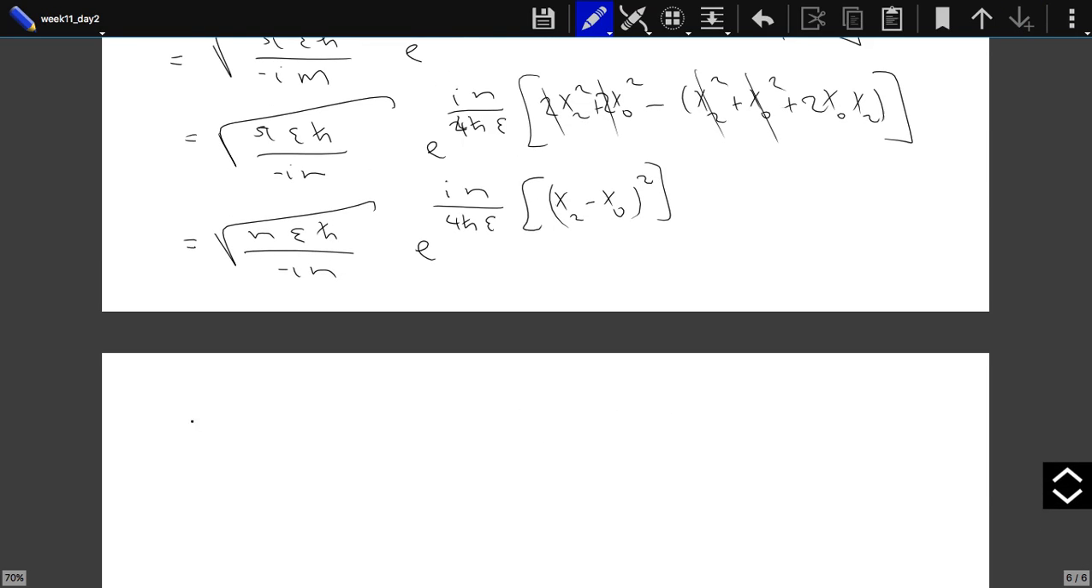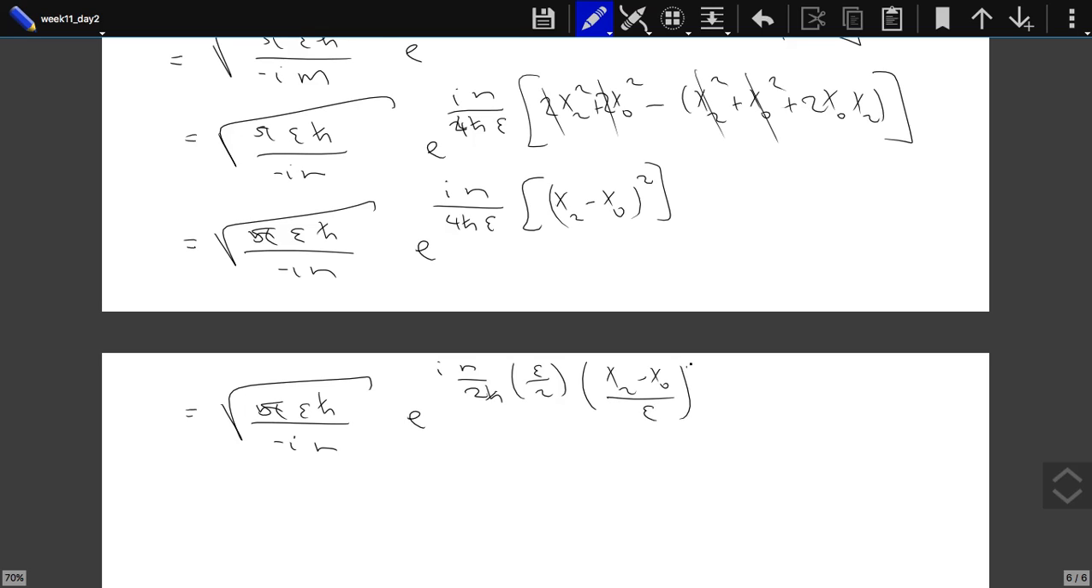or square root of pi epsilon h bar over minus i m, e to power i m over 2 h bar, epsilon over 2, times x2 minus x0 over epsilon, all of this thing squared. So kind of we seem to be on the right track.